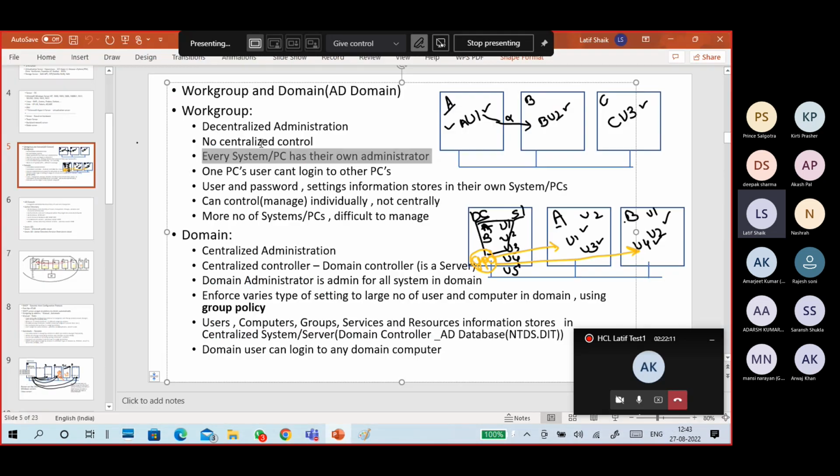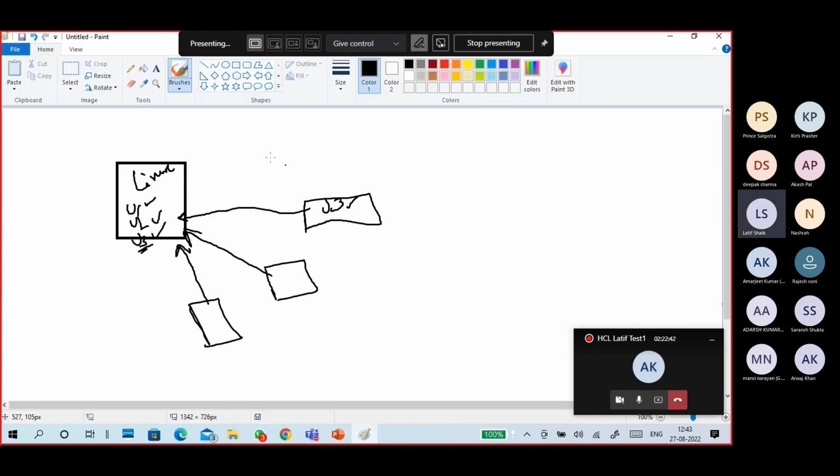Again, let's go through it once more. A workgroup is a decentralized administration, with no centralized control. Every PC or system contains its own administrator. One PC user cannot log into another PC. User and password setting information is stored in their own PCs only, meaning in the local PCs. You can control individually, manage individually, not centrally. We cannot manage the entire set of PCs.